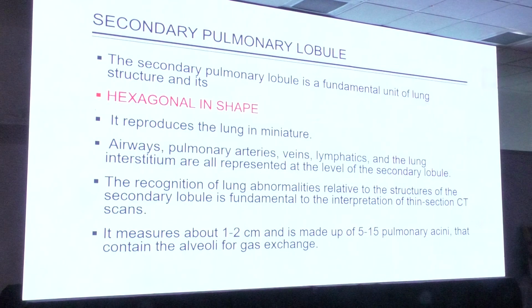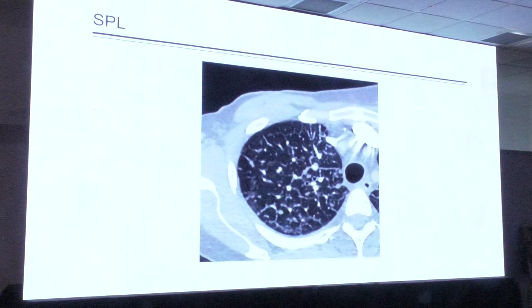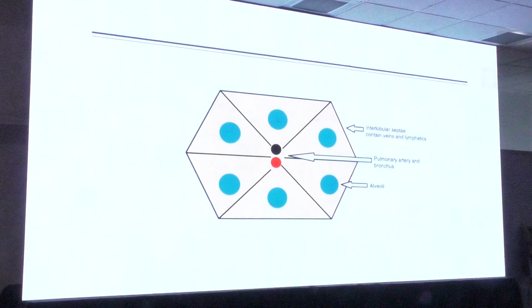The anatomy of the secondary lobule is very, very important for you to diagnose what pattern and what disease it is. It measures about 1 to 2 centimeters, and it is made up of 5 to 15 pulmonary acini, the average being around 9 to 10, that contain the alveoli for gas exchange. You could see the secondary lobules here very clearly demarcated, ending at the visceral pleura. Coming to this diagram, in the axial cross-section you could see a bronchus, a pulmonary artery, and then the hexagonal shape, and you could see the interlobular septa and the alveoli represented by the blue circles.